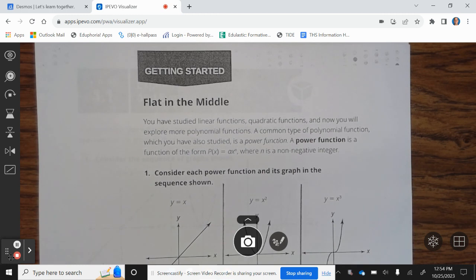Getting started. Flat in the middle. You have studied linear functions, quadratic functions. Now you will explore more polynomial functions. A common type of polynomial function which you would have studied is a power function. A power function is a function of the form p of x equals a times x to the n, where n is a non-negative integer.